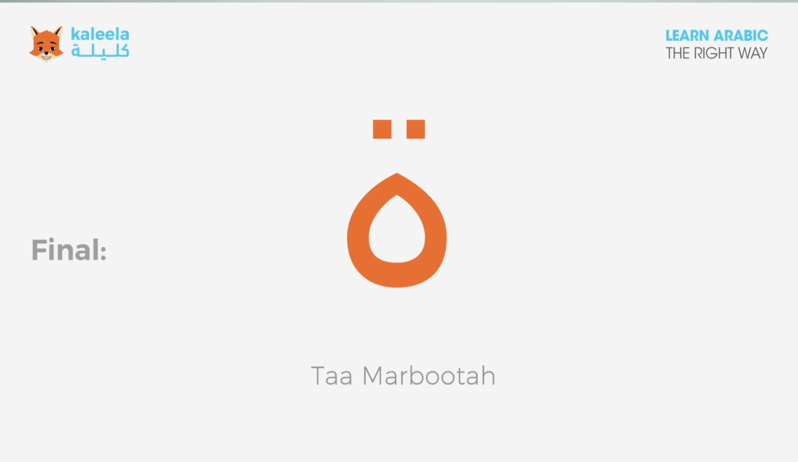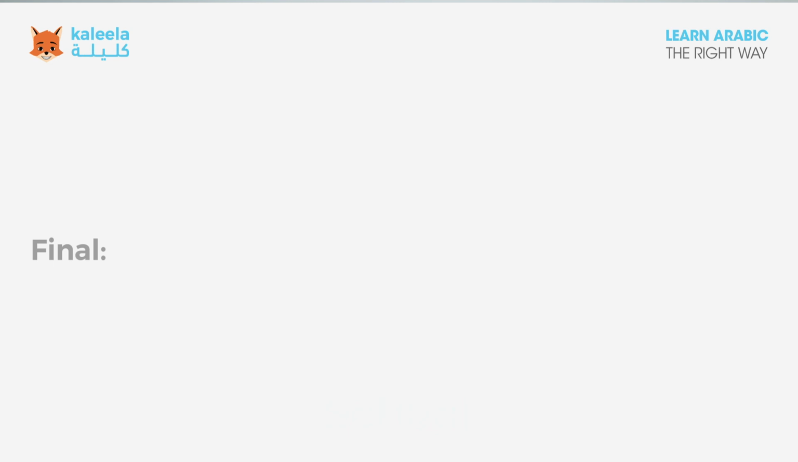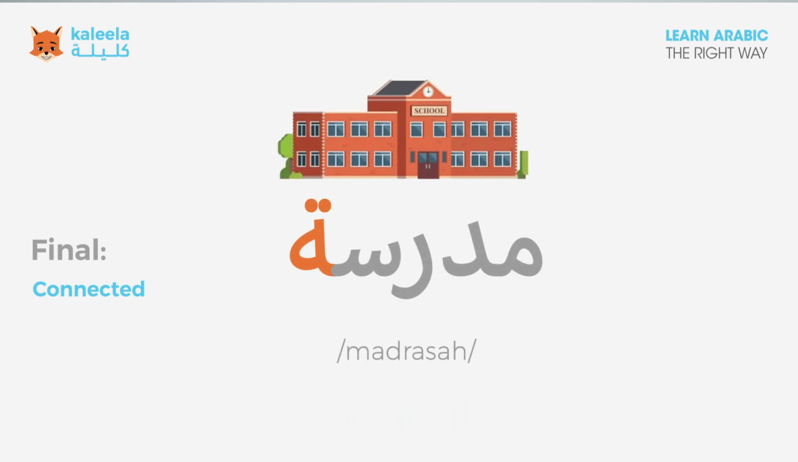Ta marbuta has two shapes, and they are a little different from the ones we have already seen. And they always come at the end of the word. And most importantly, it is mainly used for the feminine nouns. The first shape of Ta marbuta, at the end while being connected to the previous letters in the word, as in madrasa, which means school.